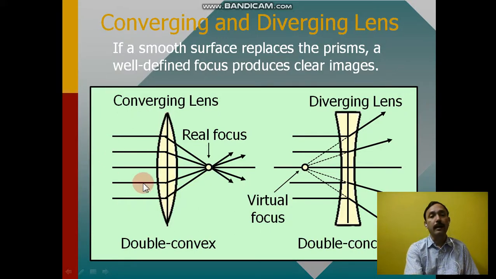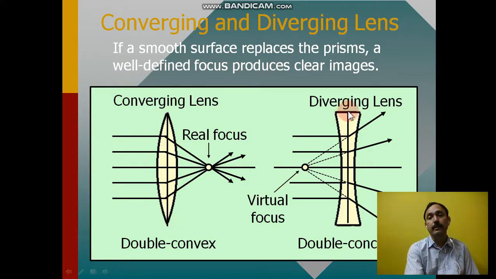Parallel rays are coming and falling onto the lens, and this lens converts the incoming light to a converging one, and all the light rays are meeting at a particular point. This point is known as a focus. It is a real focus. So here in this figure, this is a double convex lens or biconvex lens.